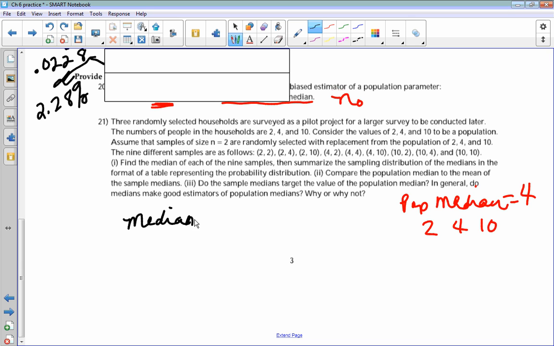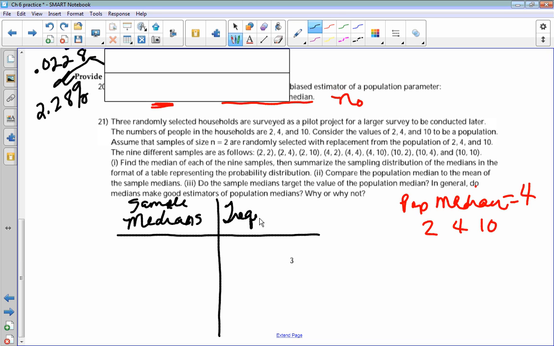We'll list the median of each sample. So it's sample medians is really what it is. And we'll go ahead and keep a frequency, because it'll just help us total it a little bit. Okay, so my first sample is 2, comma 2. So I have a sample of 2 and 2, so of course the median is simply going to be 2. I have the next sample of 2, 4. The middle number, the median, the one in the center is going to be 3.